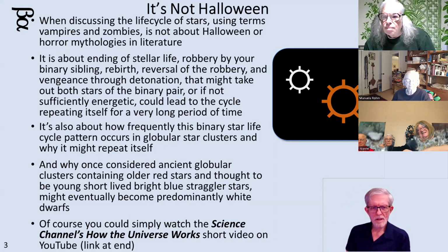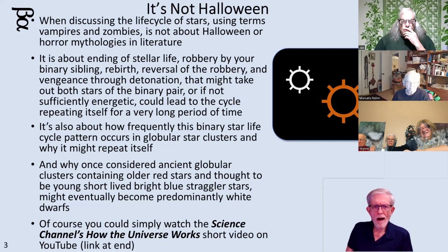So in general, we're going to be talking about the life cycle of stars and using terms like vampires and zombies, but it's not really Halloween. It's something other than horror mythologies and literature. So it's about at the end of the life of a star, if you're part of a binary pairing, you could rob plasma from your sibling, and then you could use that to re-energize yourself.